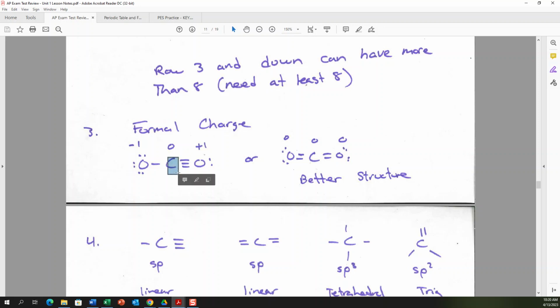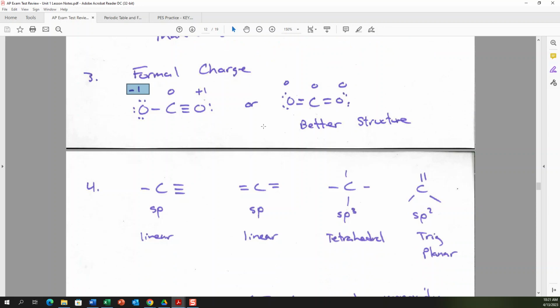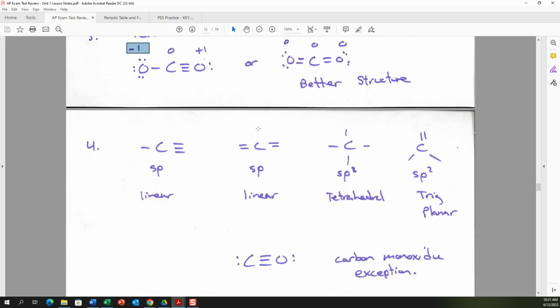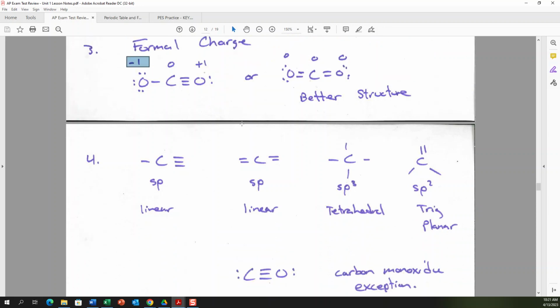Carbon comes in with 4. It has 4 bonds to it. So 4 minus 4 is 0. Okay, this oxygen, again, oxygen comes in with 6, minus 1 for the bond, minus 6 for these unshared pairs. So 6 minus 1 minus 6 is -1. Okay, so just watch out for a formal charge type question.